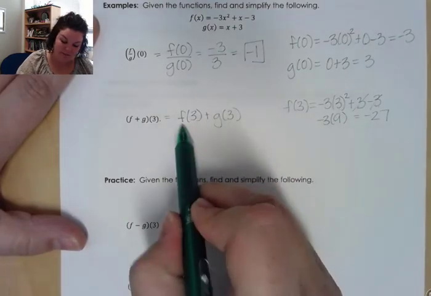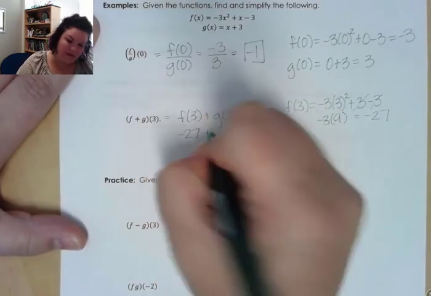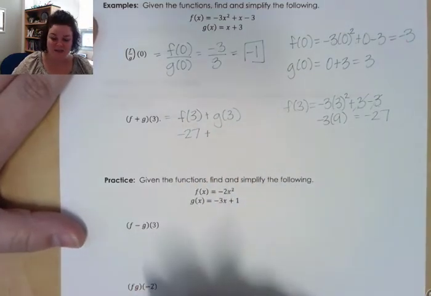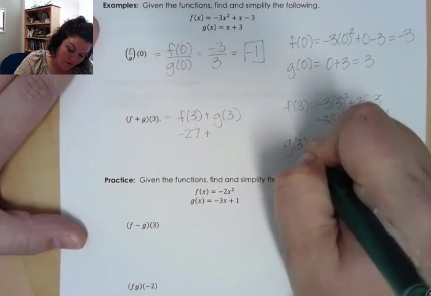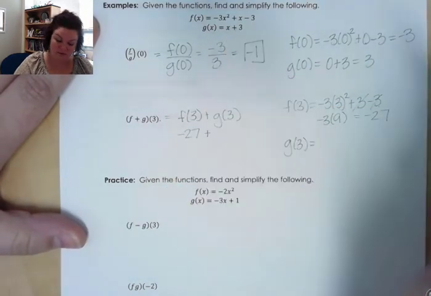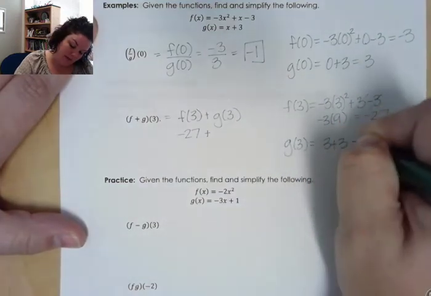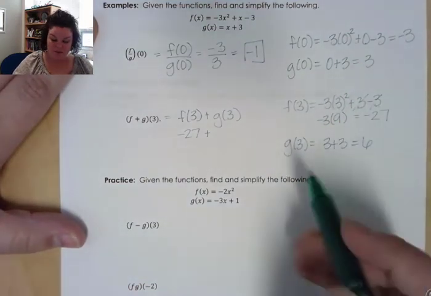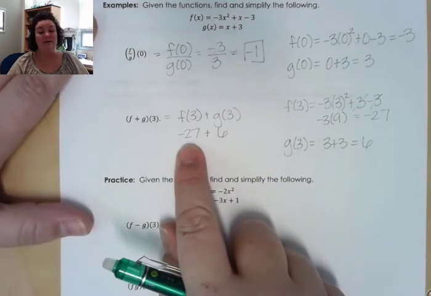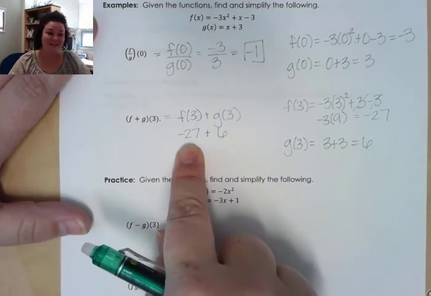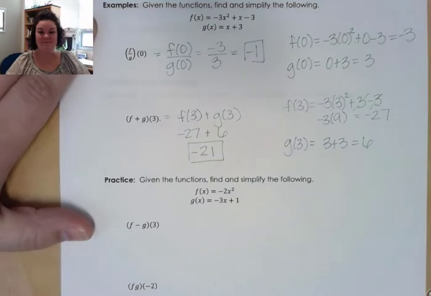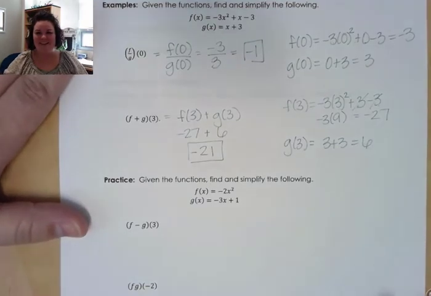So I'm going to replace my f of 3 with negative 27, and then I need to figure out what g of 3 is so I can add it to negative 27. So g of 3, when I plug 3 into my g function, it says to do my input plus 3. So 3 plus 3 gives me 6. So I'm going to replace my g of 3 with 6. Okay, so negative 27 plus 6 is going to leave me with a negative 21. Okay, maybe not too bad.